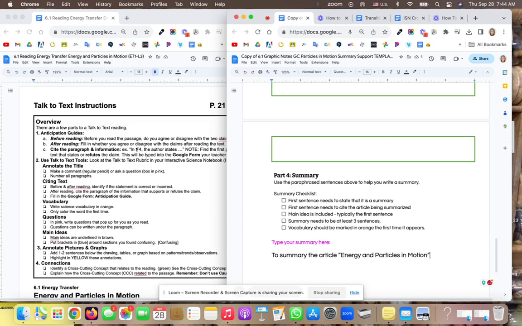Is like, was this on the internet? Was it in the ISN? So in this case, to summarize the article, Energy and Particles of Motion, on page 20 in the ISN. And then I would probably lead with my first sentence, where I would put here, what is the main idea?